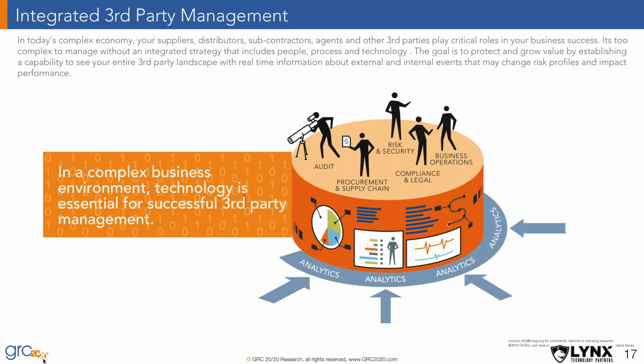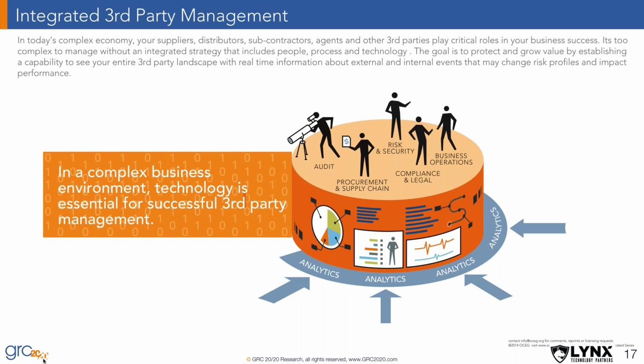So what I'm telling you right now is that in today's complex economy, your vendors and suppliers, contractors, agents, and other third parties, they play critical roles in your business. It's too complex to manage without some type of integrated strategy that includes people, process, and technology. And so the very first webinar, we focused on the people, building out that strategy and getting different groups together. The second webinar in this series we focused on the process, and then this one's talking about technology.